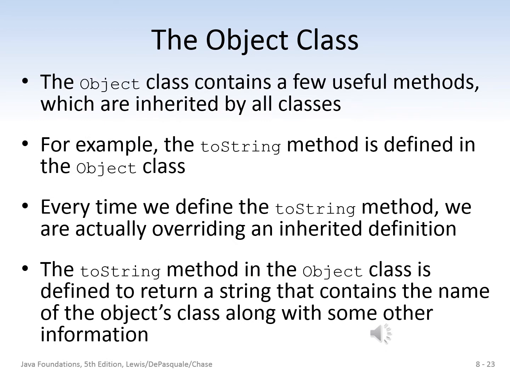The Object class contains a few methods that are very useful, and they're inherited by all classes. For example, the toString method is defined in the Object class. So every time we define a toString method in a class, we're actually overriding an inherited definition from the Object class. The toString method in the Object class is defined to return a string that contains the name of the object's class along with some other information.